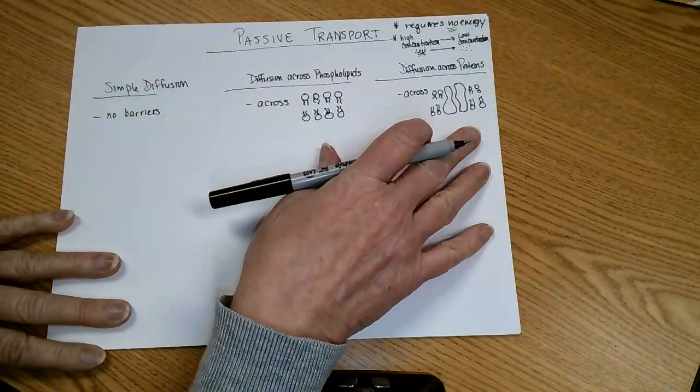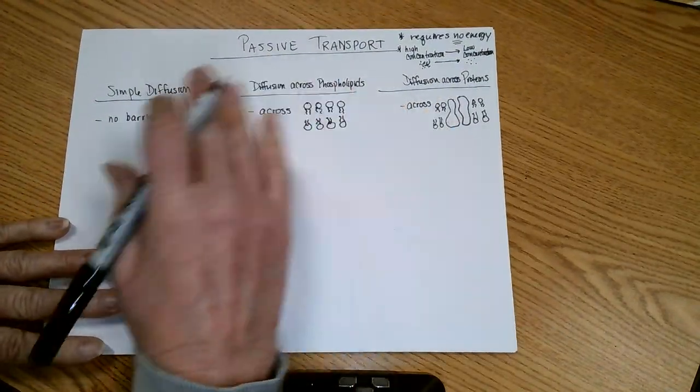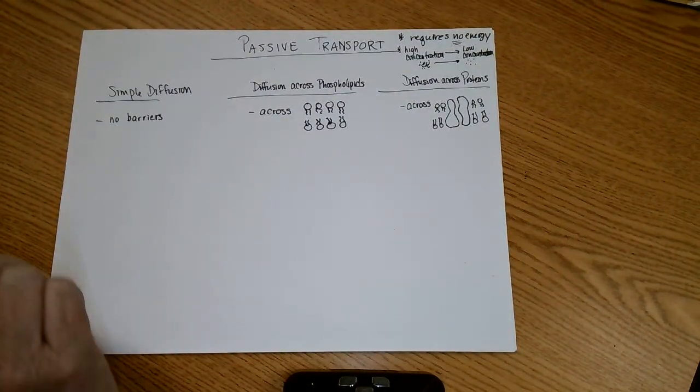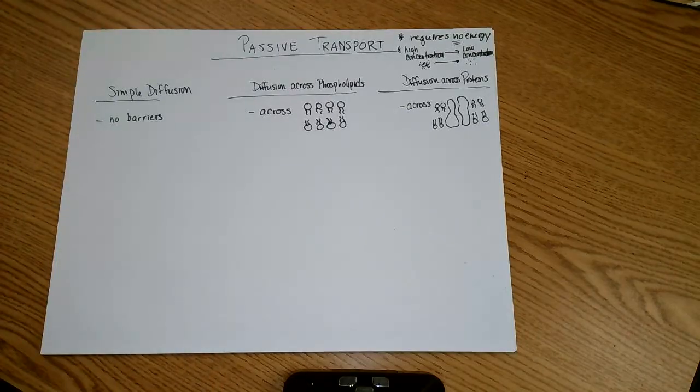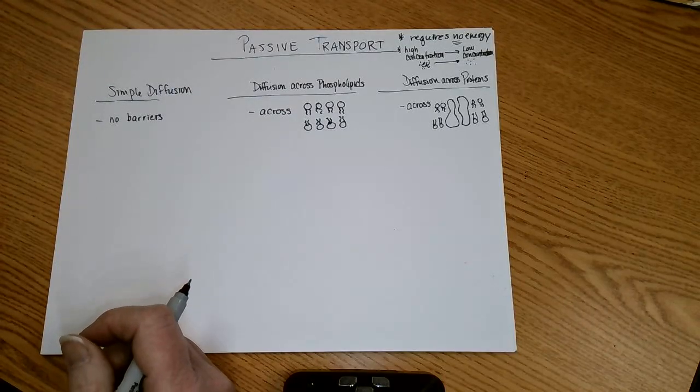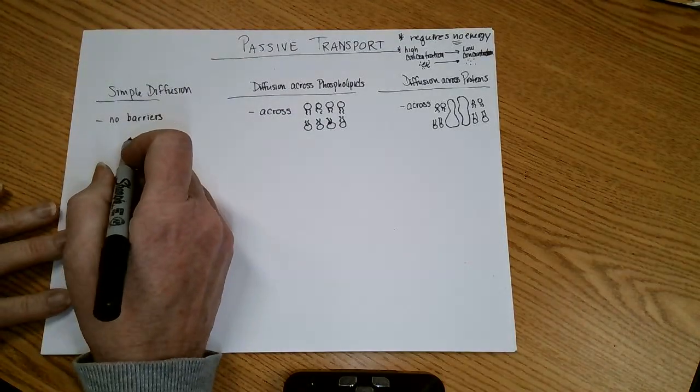There's three types of passive transport that we're going to talk about here. One is just simple diffusion, when there are no barriers. There's no cell membrane to go across. Because remember, we're talking about living things, and if we can understand what happens at the cellular level, we can understand what happens at the organism level. So in simple diffusion, there's no barriers.